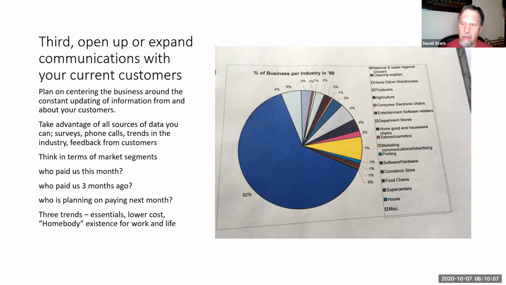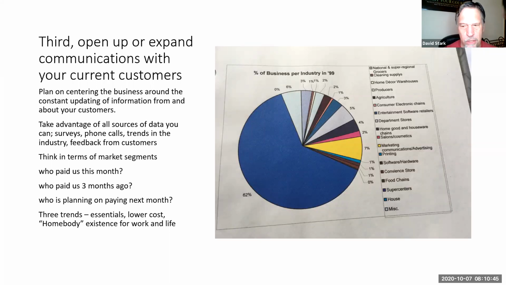So think in terms of market segments. And if I was to get specific, it would be like this. Who paid us this month? Who used to pay us 3 months ago? And who's planning on paying us next month? In other words, you want to focus on the segments that right now are actually going to be paying or could be paying. And that ongoing feeding of information on sometimes daily, at least weekly basis, is going to help you be better.